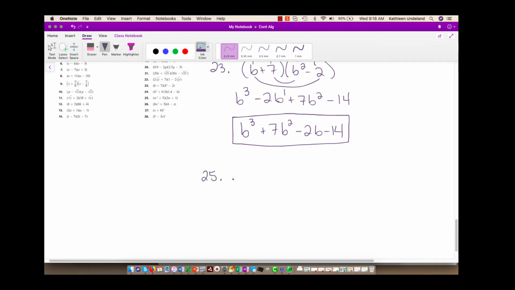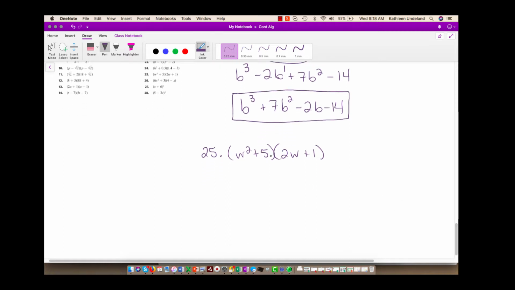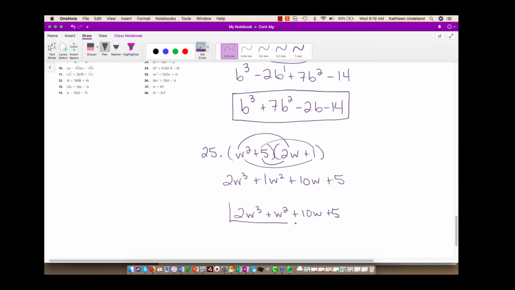All right, number 25. w squared plus 5 times the quantity 2w plus 1. Pause again if you're trying this on your own. Multiply w squared times 2w, so we end up with 2w cubed. The outsides plus 1w squared, the insides plus 10w, and the lasts plus 5. So 2w cubed plus w squared plus 10w plus 5. That is in standard form. Power of 3, power of 2, power of 1, power of 0.